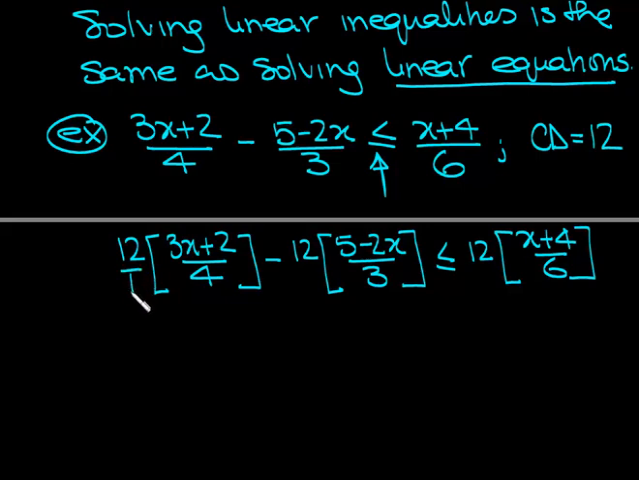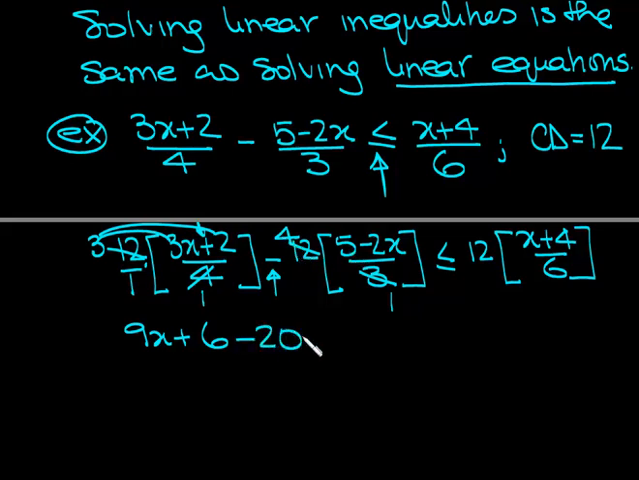So in the first case, because this is over 1, we have multiplication. I can cancel: 4 goes into 12 three times. Remember, I cannot cancel like this here because of the addition in the middle. So please don't abuse that. Then we can distribute the 3. So we get 9x + 6. Over here, 3 goes into 12 four times. We can distribute the negative 4. Don't forget the negative sign. Negative 4 times 5 is negative 20, plus 8x, is less than or equal to: 6 goes into 12 twice. We can distribute the 2. We get 2x + 8.